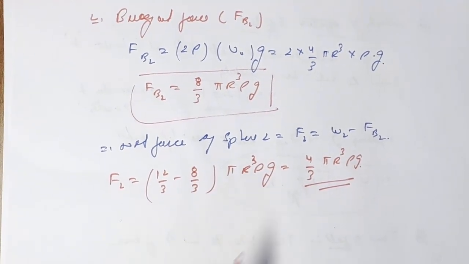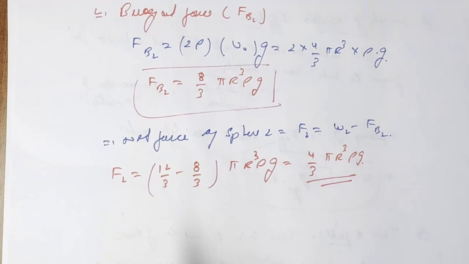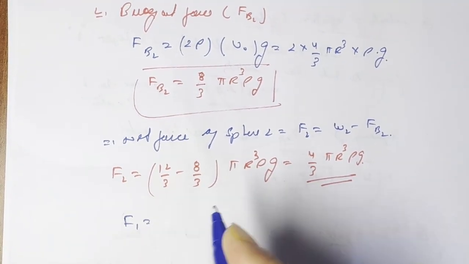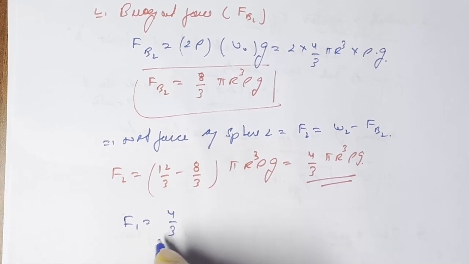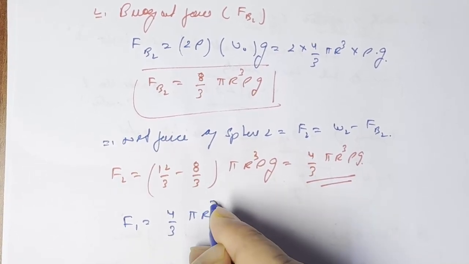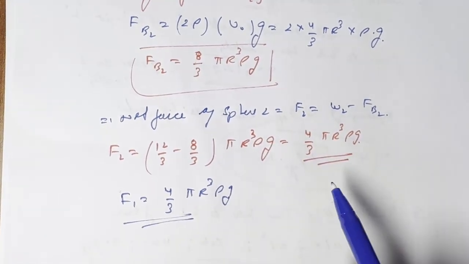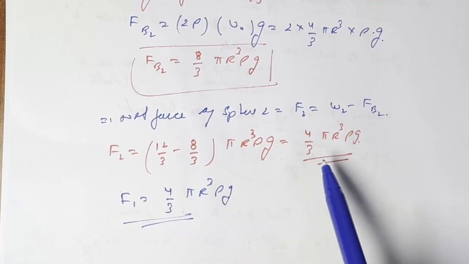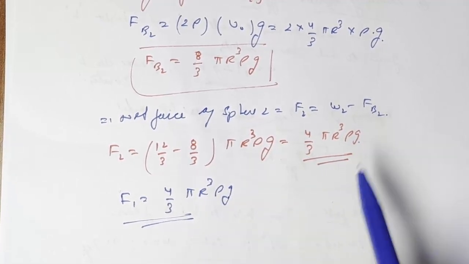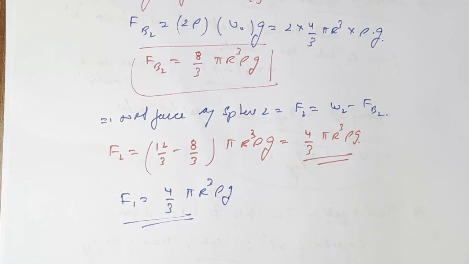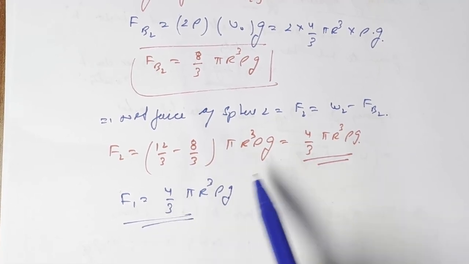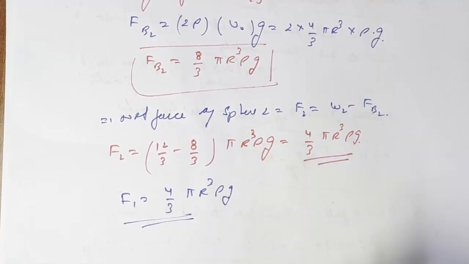So this was our F2, and let me write F1 also so that the comparison becomes much easier. So we have 4 by 3 pi r cube rho multiplied by g. So these are the net forces on sphere 1 and sphere 2, or rather we can say the entire system basically. And if you see clearly, the values of F1 and F2 are the same, but they are acting in opposite directions.